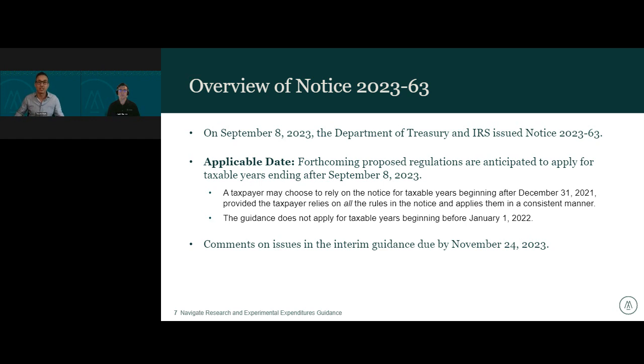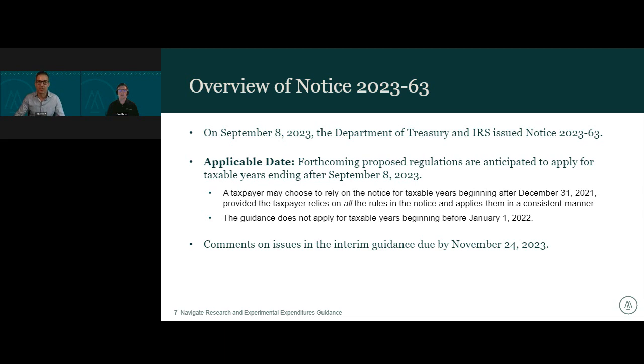It's interim guidance. It's Notice 2023-63. And what it did was announce plans to propose regulations addressing 174 and to provide taxpayers with interim guidance. The forthcoming proposed regulations are expected to apply for taxable years ending after September 8th, 2023. But taxpayers can choose to rely on the notice for taxable years beginning after December 31st, 2021.